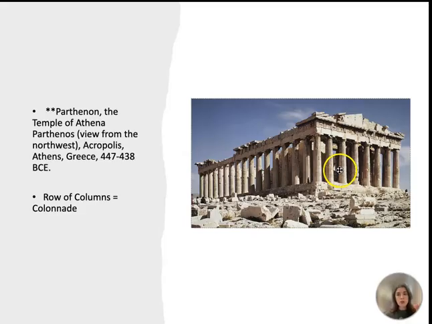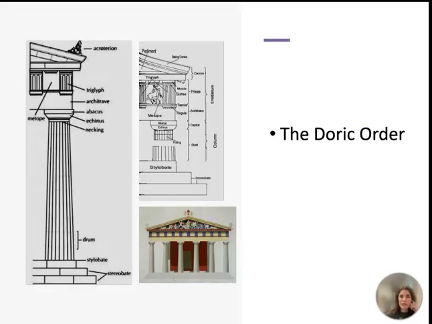Unfortunately, the Parthenon is in pretty rough shape. It was housing some explosives that went off during a battle. And so it was already in pretty rough shape, but this was really kind of the final straw. And then a lot of people came and eventually took sculptures from it later on. So it's had a pretty rough experience. In any case, we're seeing the Doric order.